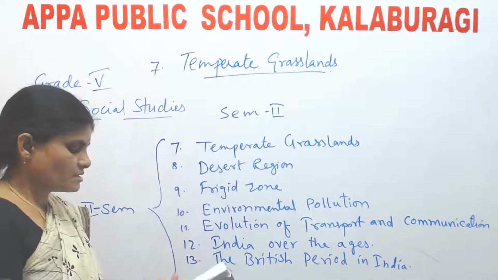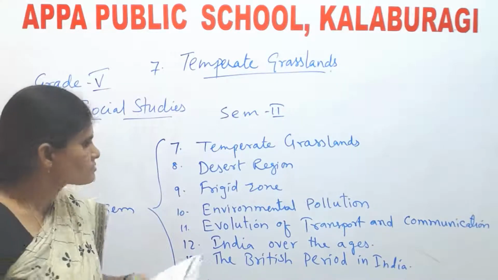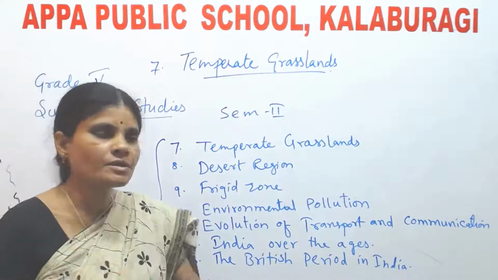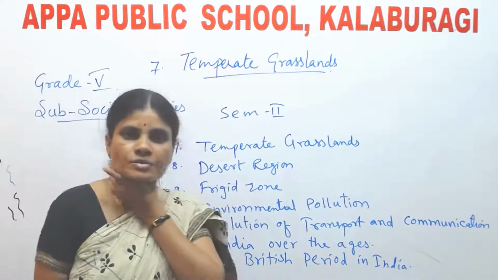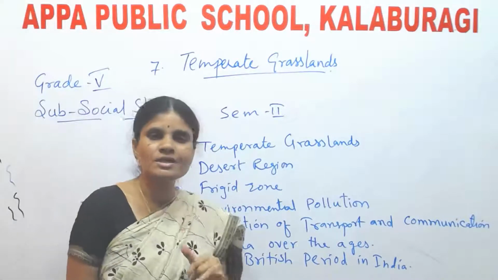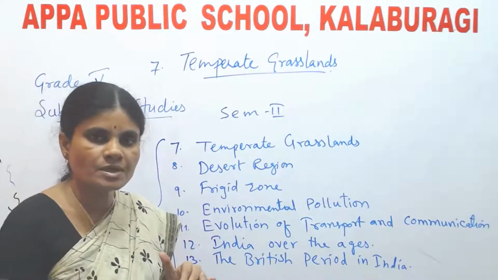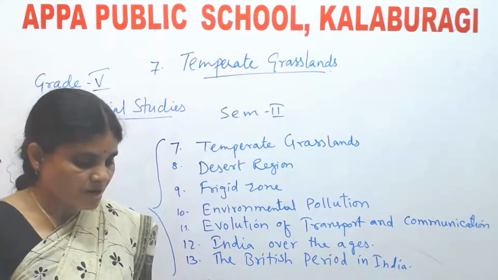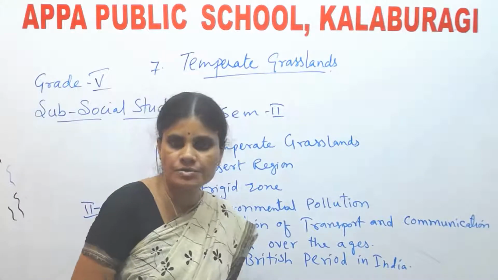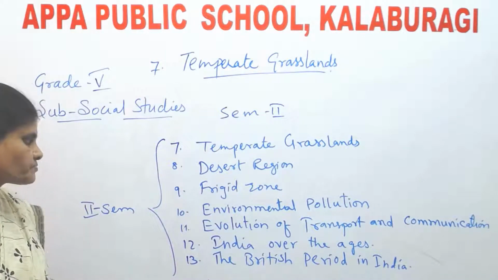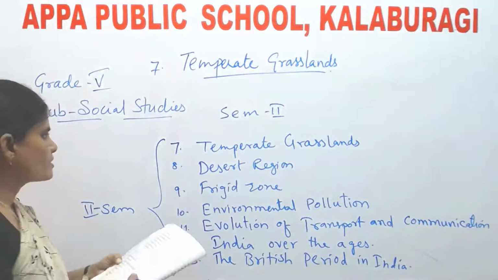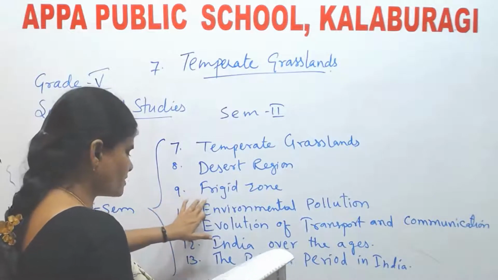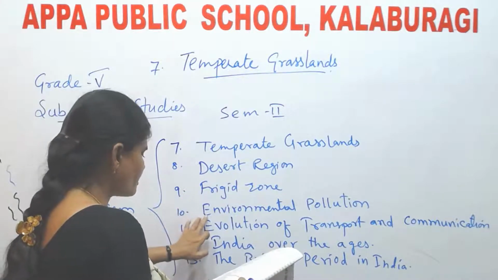Say 7th lesson. 7th, 8th, 9th, 10th. See, one more thing I have to tell you, that is, according to the government rule, we have reduced 30% of the portion. 30% of portion means how many lessons are reduced? 1, 2, 3, 4 lessons are reduced. Okay, say this. Temperate grasslands is 7th lesson, 8th lesson desert region, 9th lesson desert zone, 10th lesson environmental pollution.